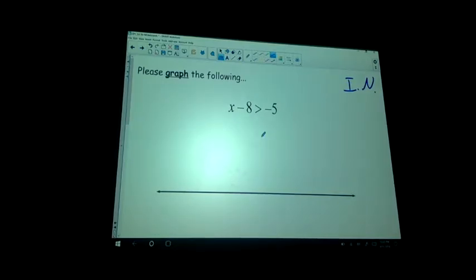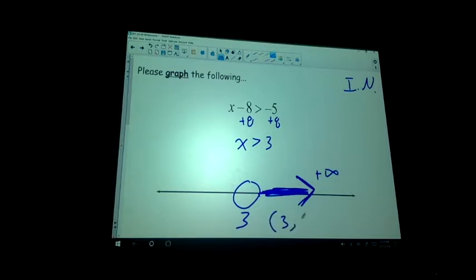All right. Item 1. What do you think? So where am I starting on this point? 3. Open dot, right? At 3. Which way am I going? To the right. Right is taking us to where? Positive what? Positive infinity. So rounded or square? So watch this. Ready? Starts at 3. Goes to infinity. Done. That's my interval notation.